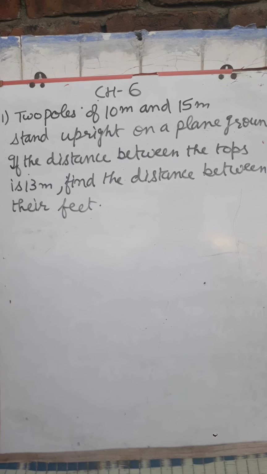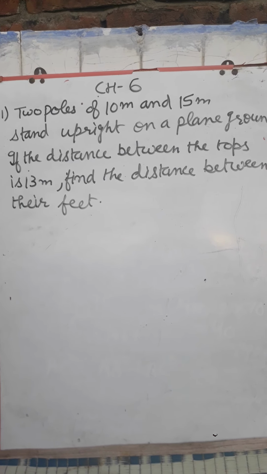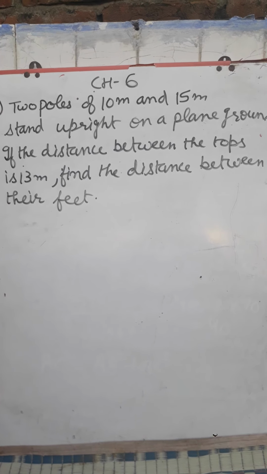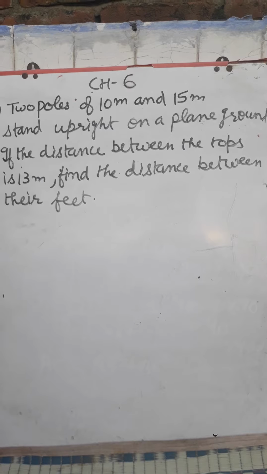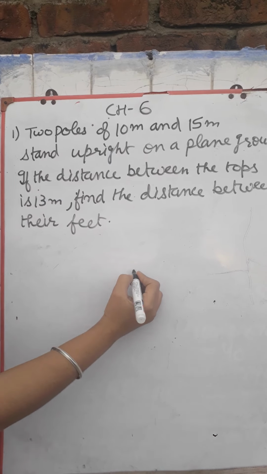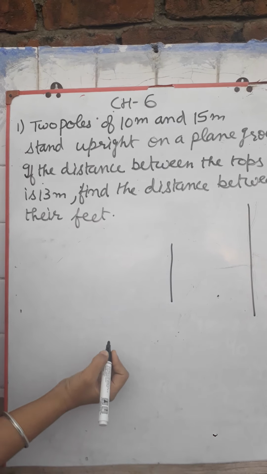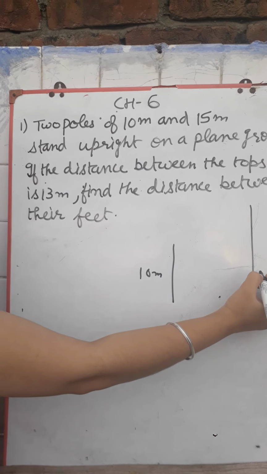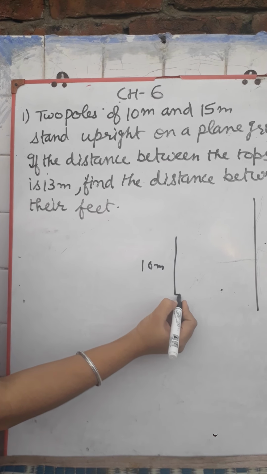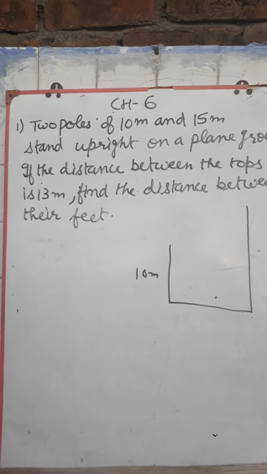First question we have, two poles of 10 meter and 15 meter stand upright on a plain ground. If the distance between the tops is 13 meter, find the distance between their feet. First we make two poles. Let one is of 10 meter and another is of 15 meter. We have to find the distance between their feet. This difference we have to find.